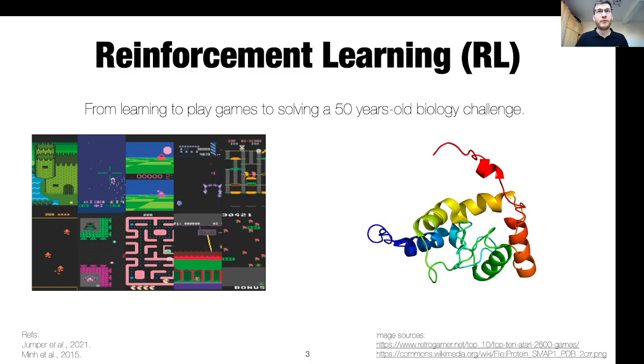Reinforcement learning is a technique which has been around for quite a few years, but recently it started to get even more hype because we realized that it was very efficient at playing games, for example Atari games. Even more recently, we applied this technique to real-world problems, and for example it was used to tackle a 50-year-old biology challenge called the protein folding challenge. So it is very powerful and very promising for the future.